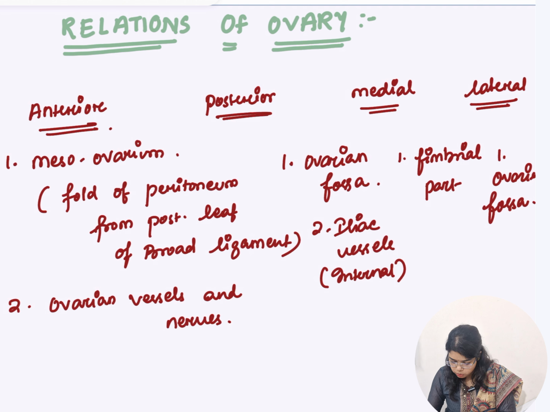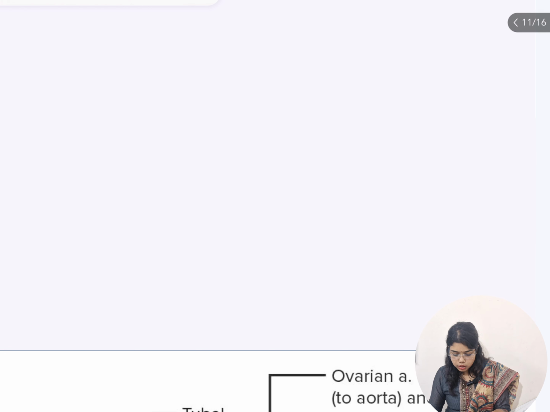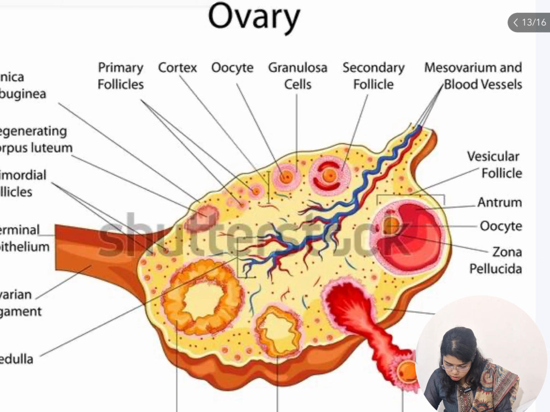Okay, posterolaterally is the ovarian fossa, and medially the fimbrial part; superiorly and posteriorly is the ampulla, and anteriorly lies the mesovarium or ovarian vessels. Okay, understood?